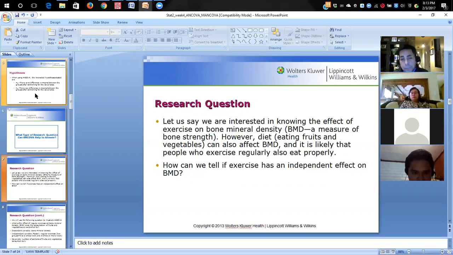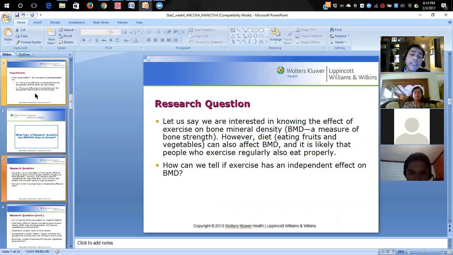And then when we look at this, the other question that we would like to ask is, how about if diets such as eating fruits and vegetables can also affect bone mineral density? And it is likely that people who exercise regularly also eat properly. So that's now your hypothesis. What could be the covariate, or what could be a confounding variable in our study?